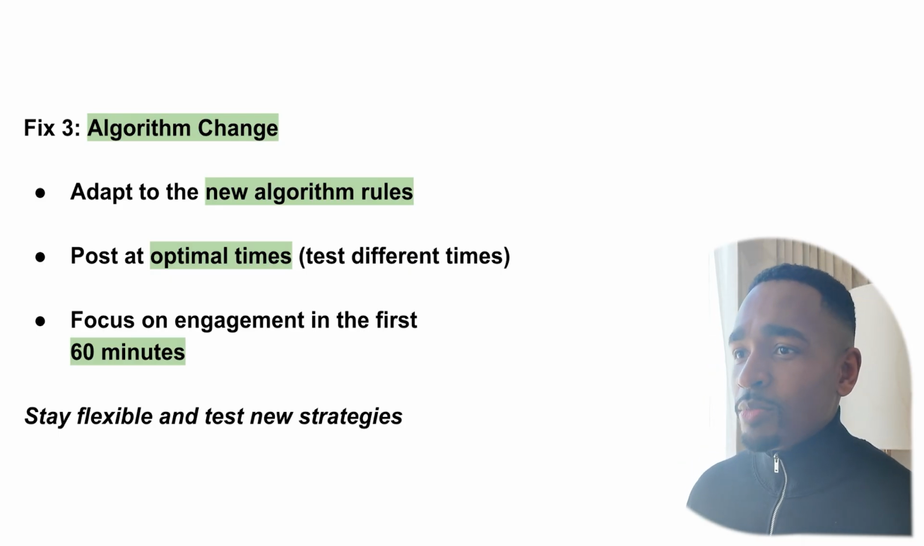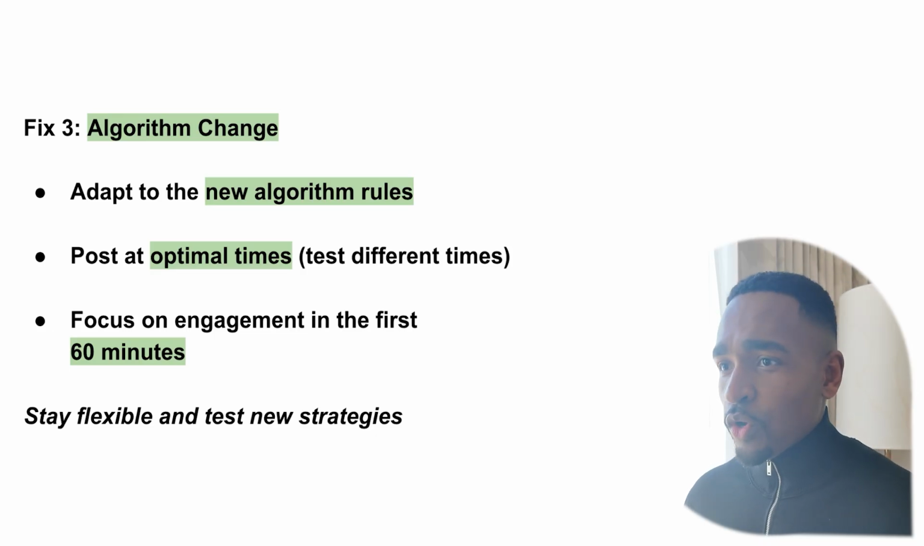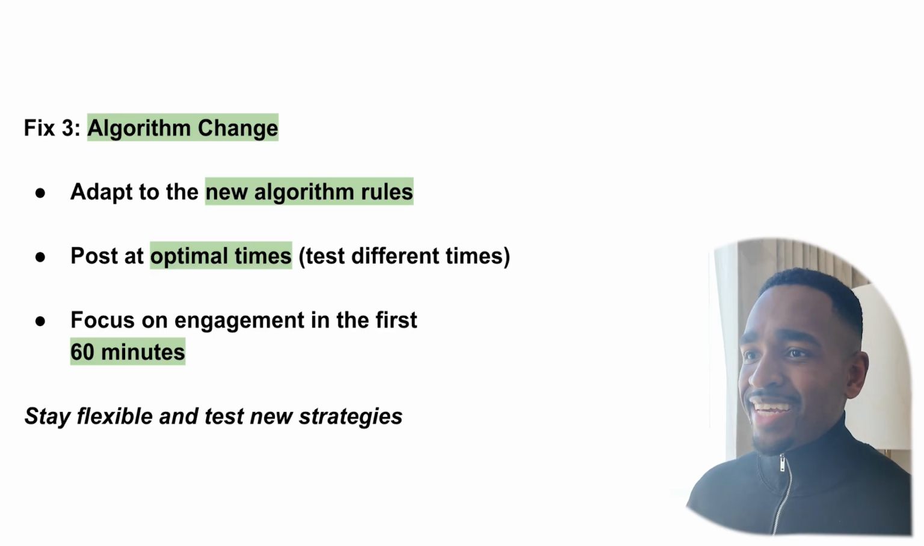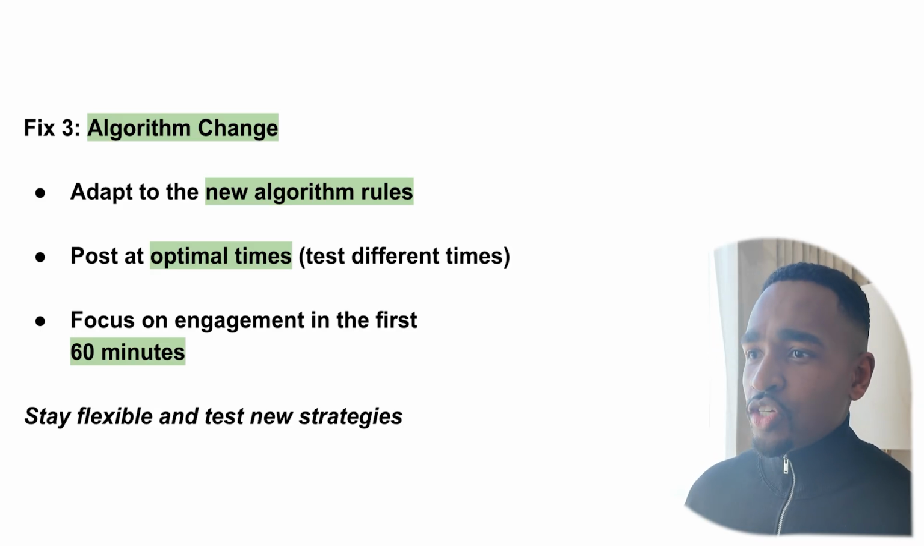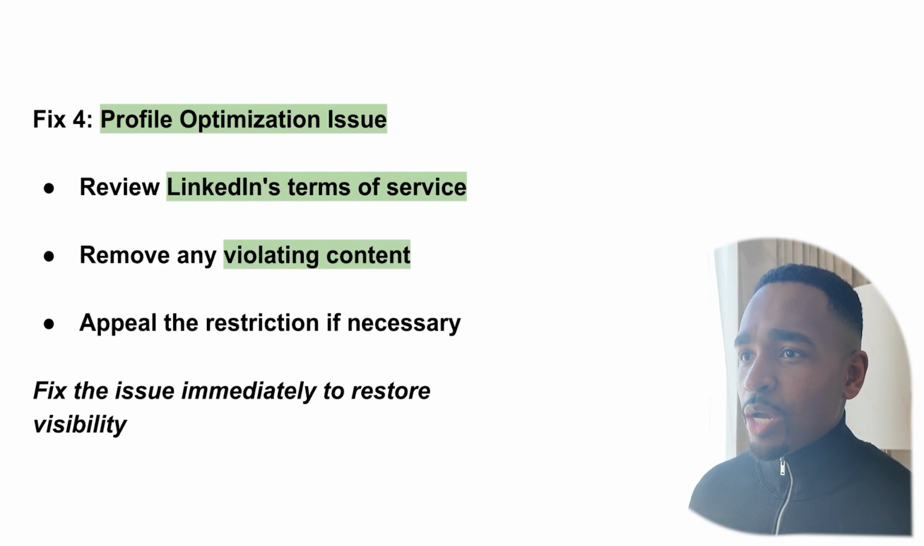The third fix is an algorithm change. So if LinkedIn did update their algorithm, you just need to adjust. So try and post at more optimal times, or try different angles or approaches based on the adjustments that they've made, and really focus on engagement within that first 60 minutes. Reply to all comments immediately, and this will signal to the algorithm that your post is actually valuable. So make sure you stay flexible, test new strategies, and make sure that you're adaptable in this type of window.